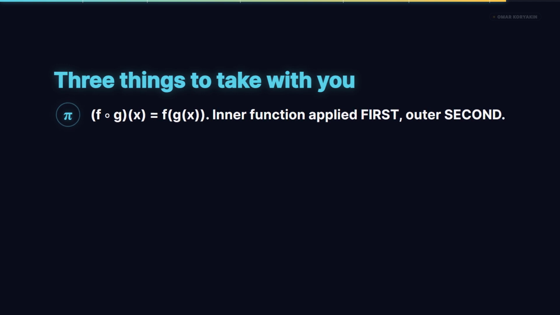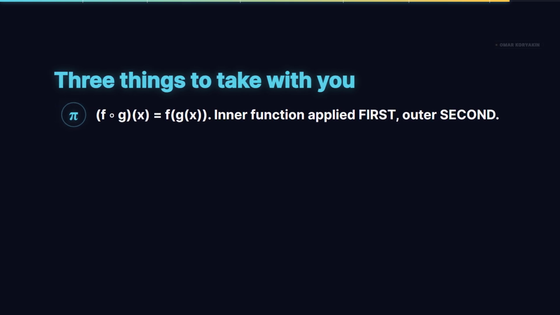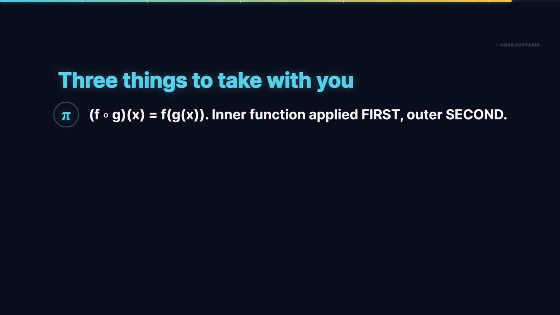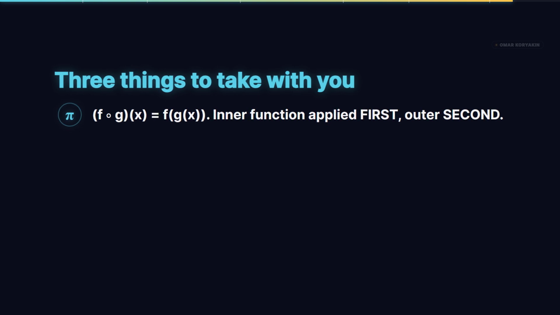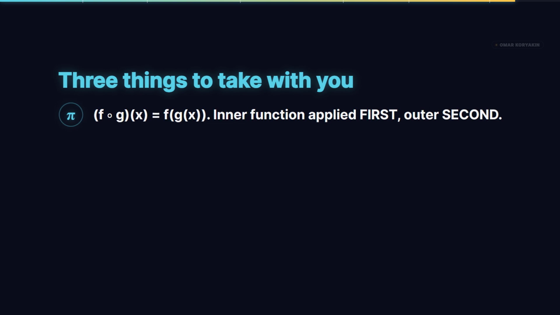The inner function g is applied first to the input x, and the outer function f is applied to the resulting intermediate value. The notation looks like left to right f then g, but the application order is inner first then outer, exactly like nested parentheses evaluation from section 2.